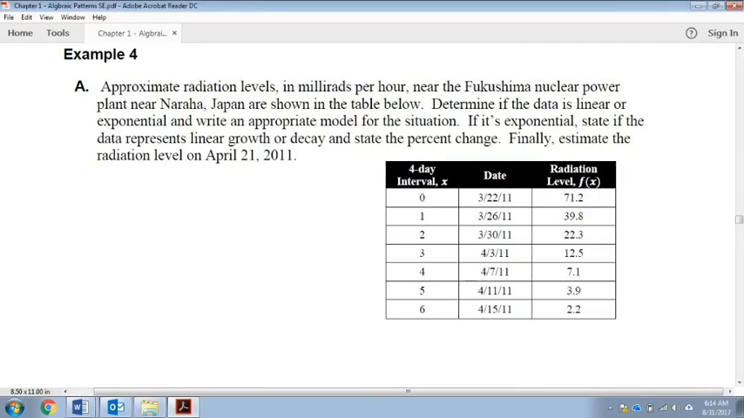Alright, this is Algebraic Reasoning 1.5, Example 4. The question states, approximate radiation levels in millirads per hour near the Fukushima nuclear power plant in Naraha, Japan are shown in the table below.